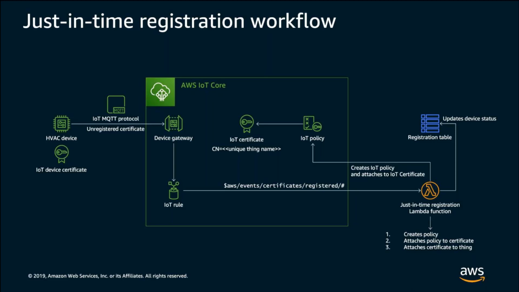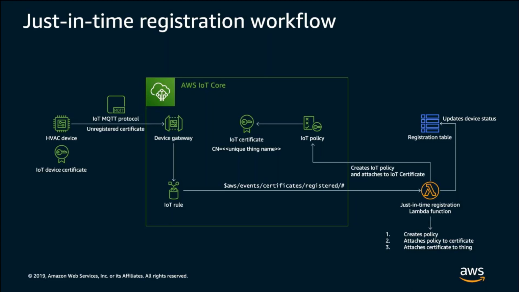Back to the smart product solution, when a device with an unregistered certificate, which is created with the registered CA certificate, connects to AWS IoT Core, one of the AWS reserved topics on the screen will get a message which says certificate registered. Then the IoT rule engine is going to send the message to the just-in-time registration Lambda function.